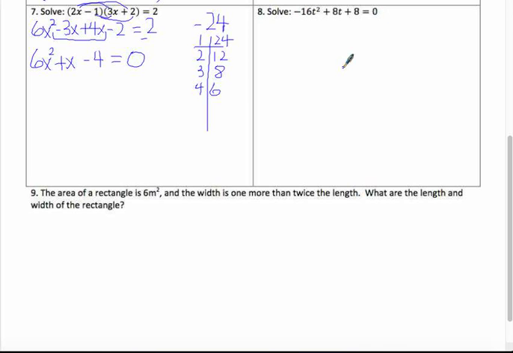So negative 16 squared plus 8t plus 8 equals 0. We still can take from this the lesson that you have to set it equal to 0 first to factor it.